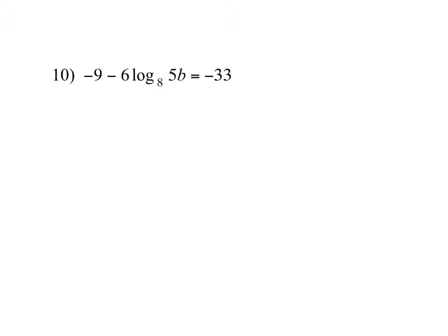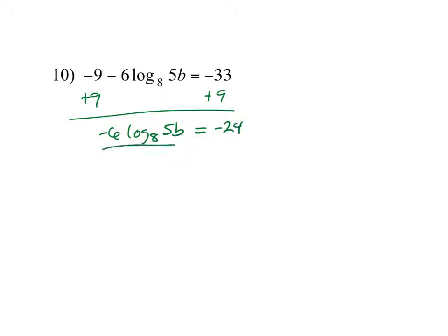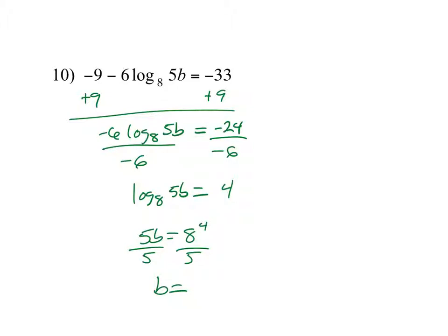The next one, again, I'm going to isolate this. So I'm going to start by adding 9 on both sides. So negative 6 logarithm base 8 of 5b equals negative 34. Then I'm going to divide by negative 6. So logarithm base 8 of 5b equals 4. Now 5b equals 8 to the 4. Then I'm going to divide by 5. So b equals 8 to the 4th divided by 5, which is 819.2.